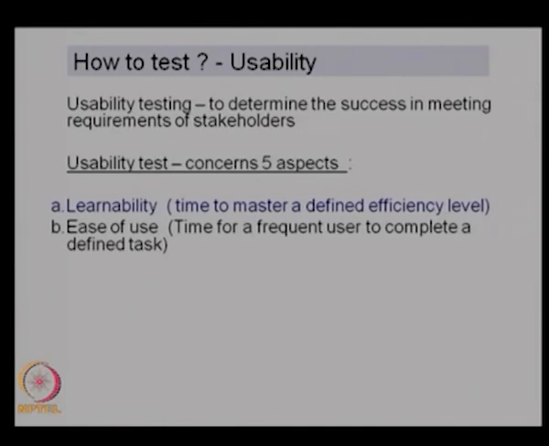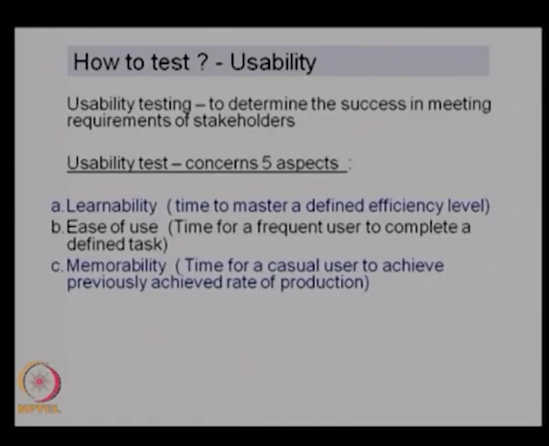Then the third one is the memorability of the system. This is the time for a casual user to achieve a previously achieved rate of production. Here it is a casual user, not a very frequent user. He will be asked to use the system and we see how much time he takes to achieve a previously achieved rate of production. He may have had some level of production using a previous version of the system or a similar system. So, this user will be asked to use the system and we see how fast he actually reaches the normal rate of production, and that actually gives us the value of the memorability of the system.